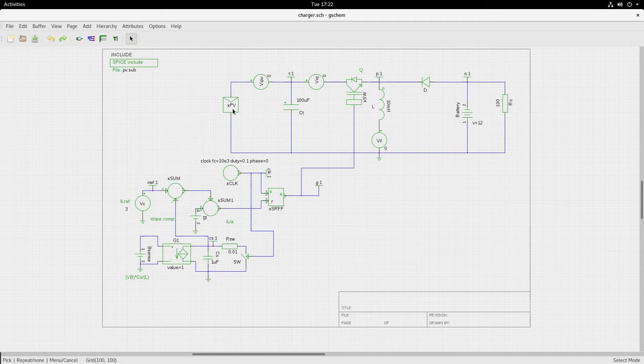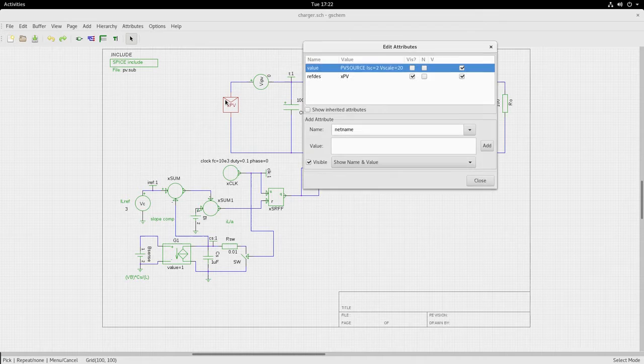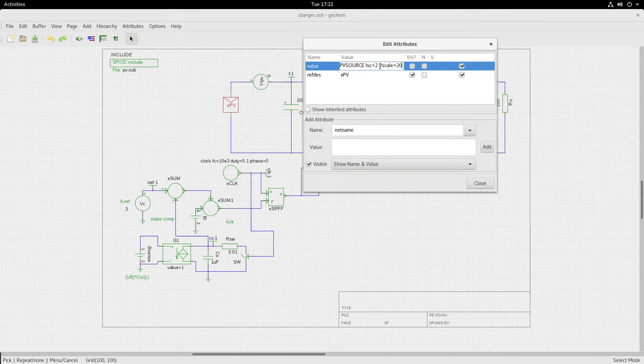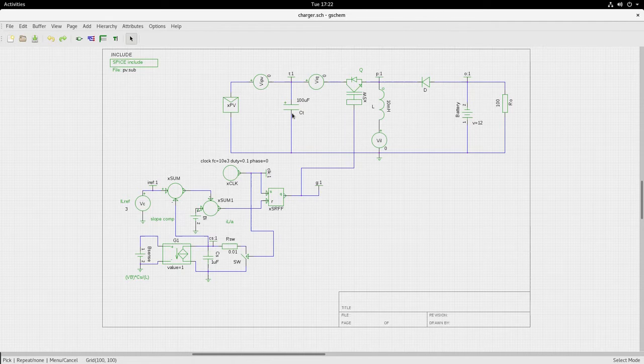So we have this photovoltaic source. It is the same source that we had modeled earlier. A short circuit current of 2 amps, voltage scale factor of 20. And then I'm having a buffer capacitor CT. These VIPV with value 0, VIQ with value 0 are the current sensing voltage sources. I have a switch here. This is the inductor, the inductor current measurement sensor, diode D, and the battery.